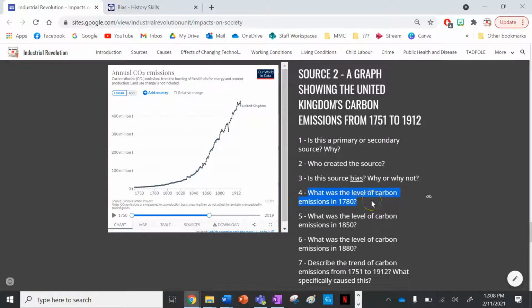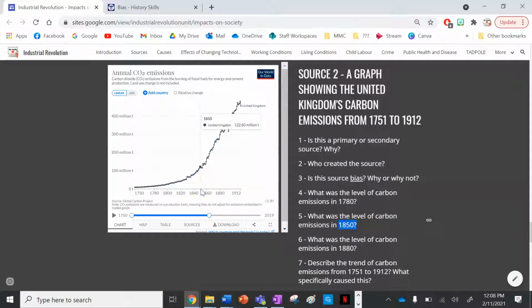What was the level of carbon emissions in 1780? So we'll go here, over to 1780. There we go. We've got 15.06 trillion tonnes, which is still quite a lot when you think about it. Also, just going back to question 3 and the link between question 3 and 4, this is data. The data doesn't lie, they're numbers, these are facts. So again, it's balanced.